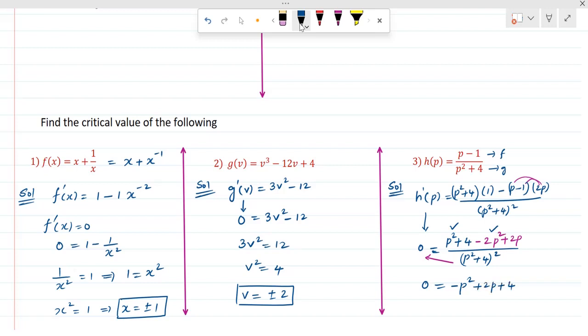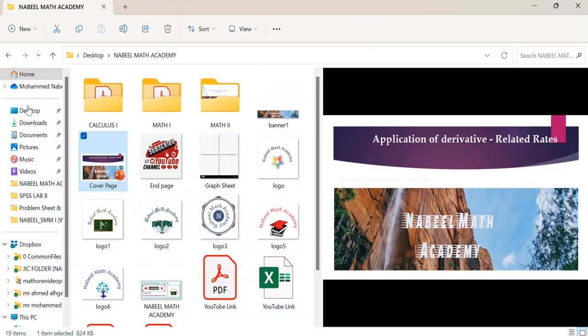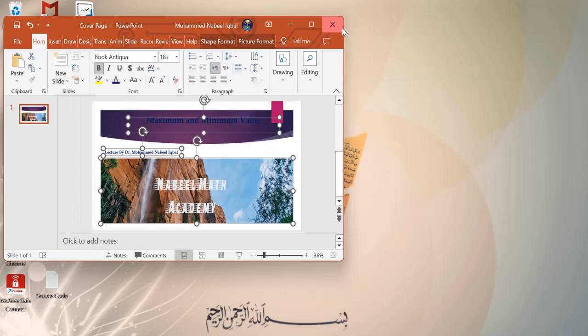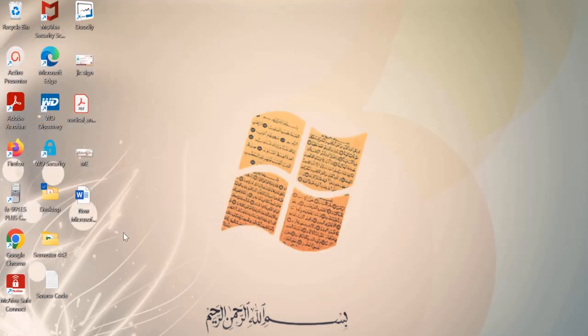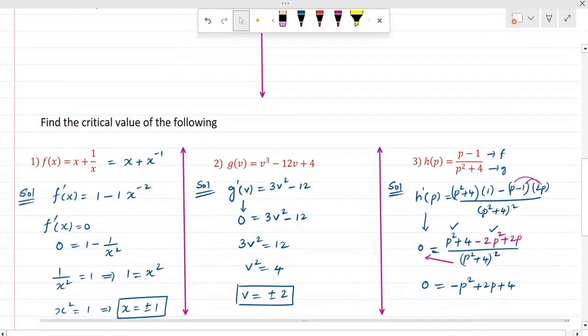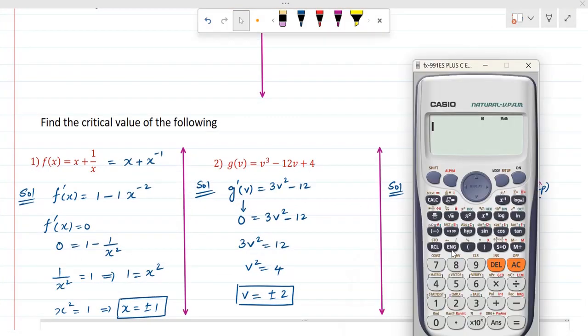So this is the quadratic equation you will have. If you solve the quadratic equation, you will get the values here. So what are the values here? How will you find this part? So I will use the calculator here, because if you use a calculator, you will find the answer very easily.